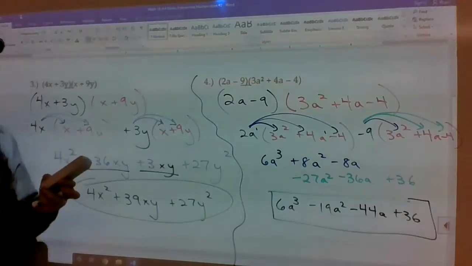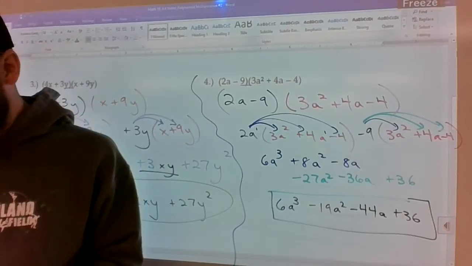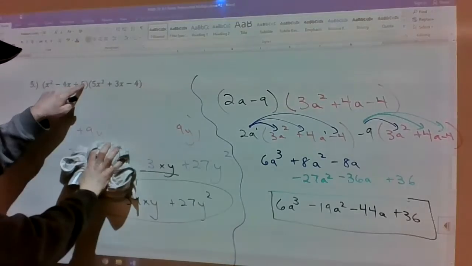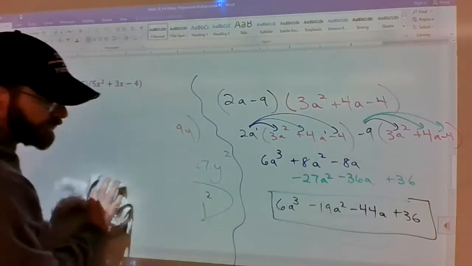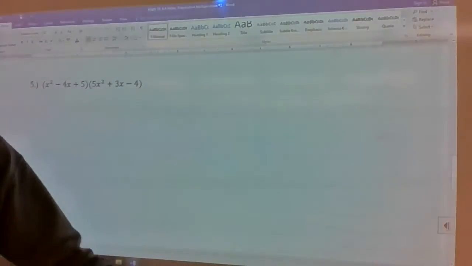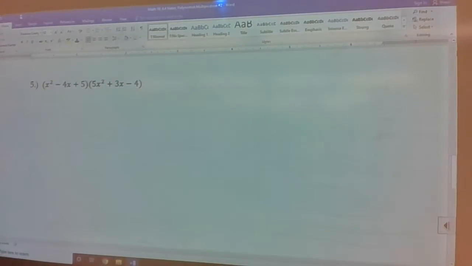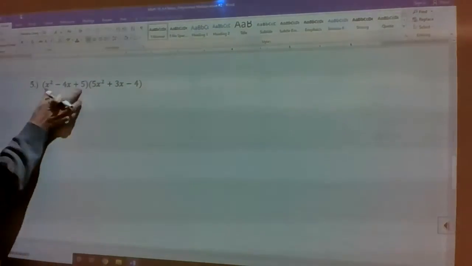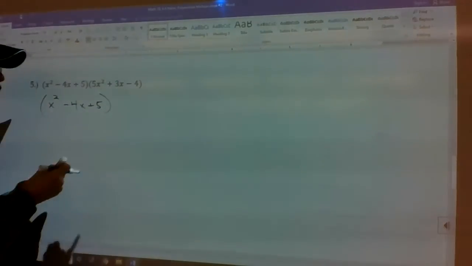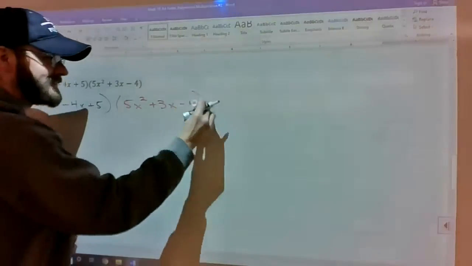All right, we're rolling right through this. We've got a couple at the tail end here. Let's see if you guys can make sense of number 5. All right, number 5, we've got a trinomial times a trinomial, 3-term polynomial times another 3-term polynomial. I'd encourage you to pause it, try this one on your own. All right, if you wrote the first polynomial in one color and the second polynomial in a second color, you're on the right track.